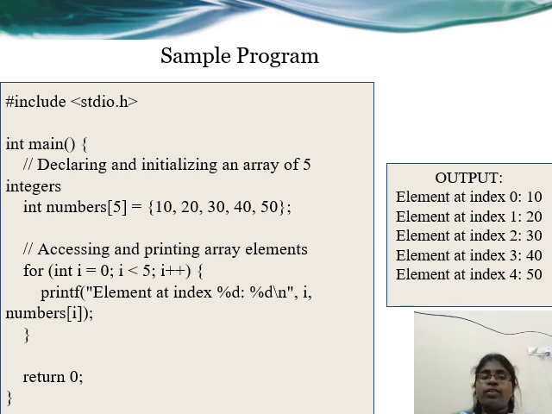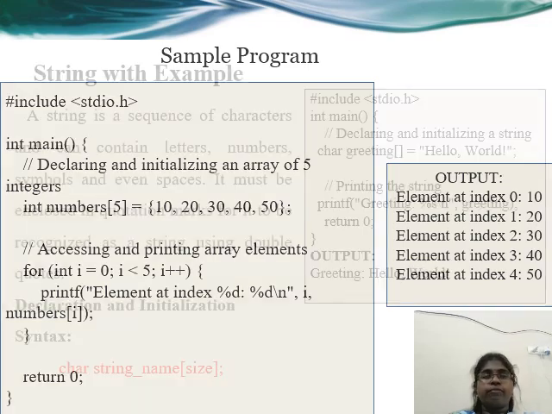What is the output of the given program? Element at index 0. We are giving 5 elements. An array index starts from 0, and the last element is n minus 1. So the element at index 0 is 10, index 1 is 20, index 2 is 30, index 3 is 40, and index 4 is 50. This is the output of the simple example program for how to declare and initialize a one-dimensional array.